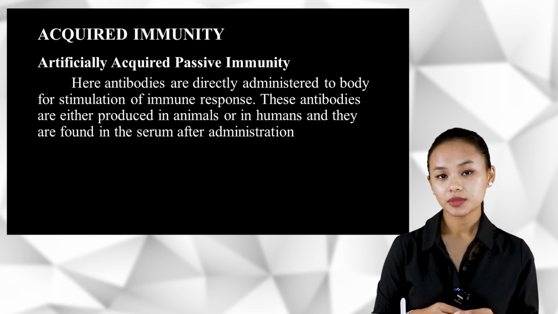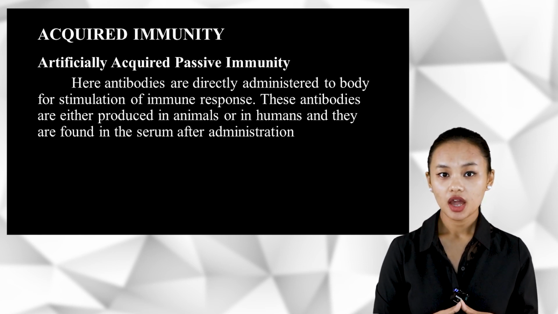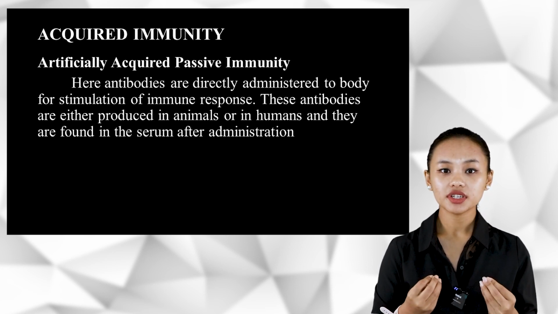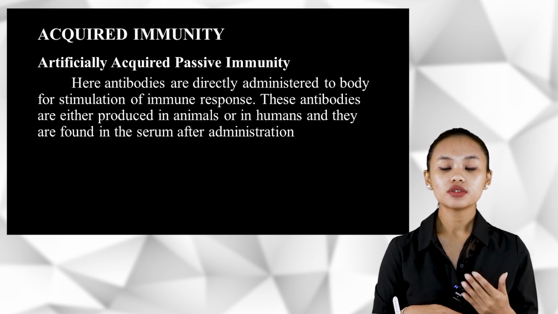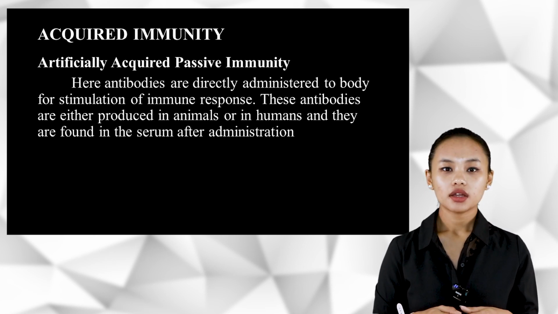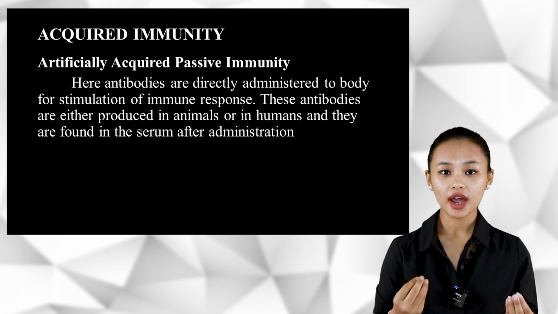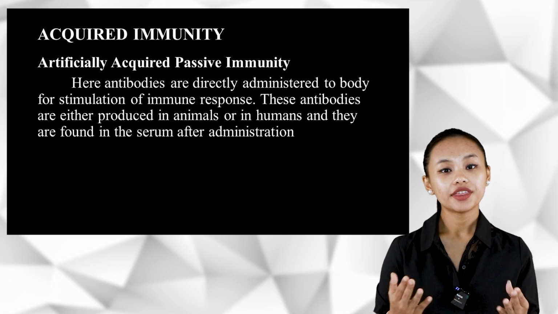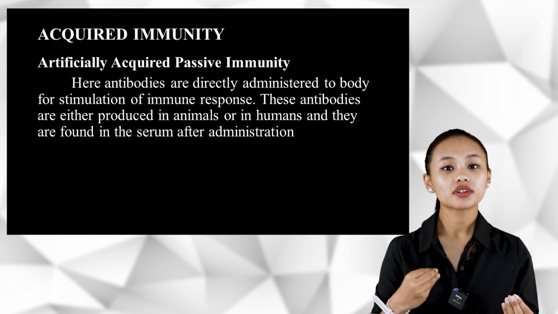Moving on to the last subtype, which is the artificially acquired passive immunity. Here, what happens is that the antibodies are administered directly to the body in order to stimulate the immune response. These antibodies are either produced in humans or animals, and they are found in the serum after the administration. That is why this is also termed as serum or sera.